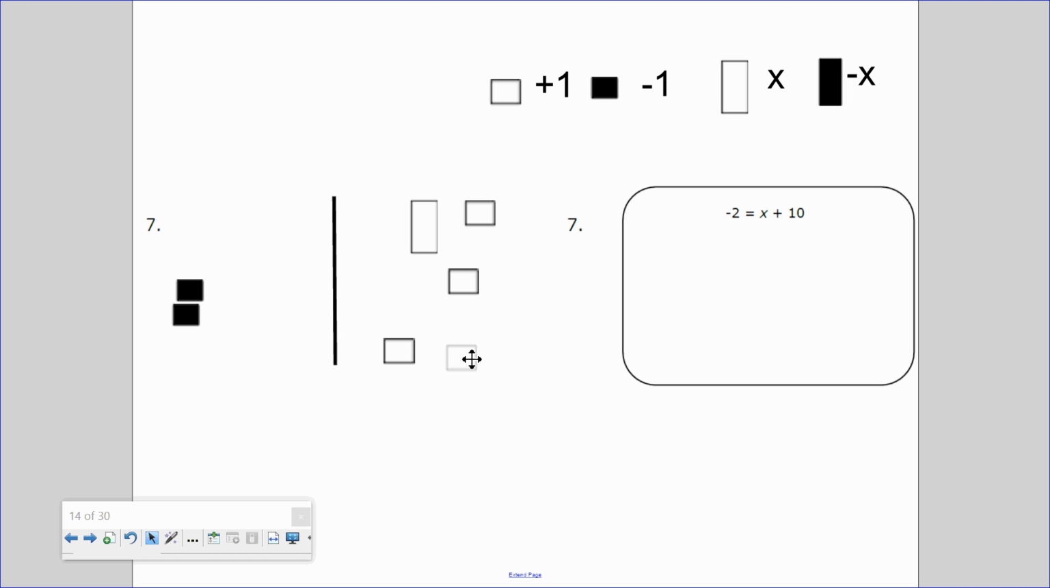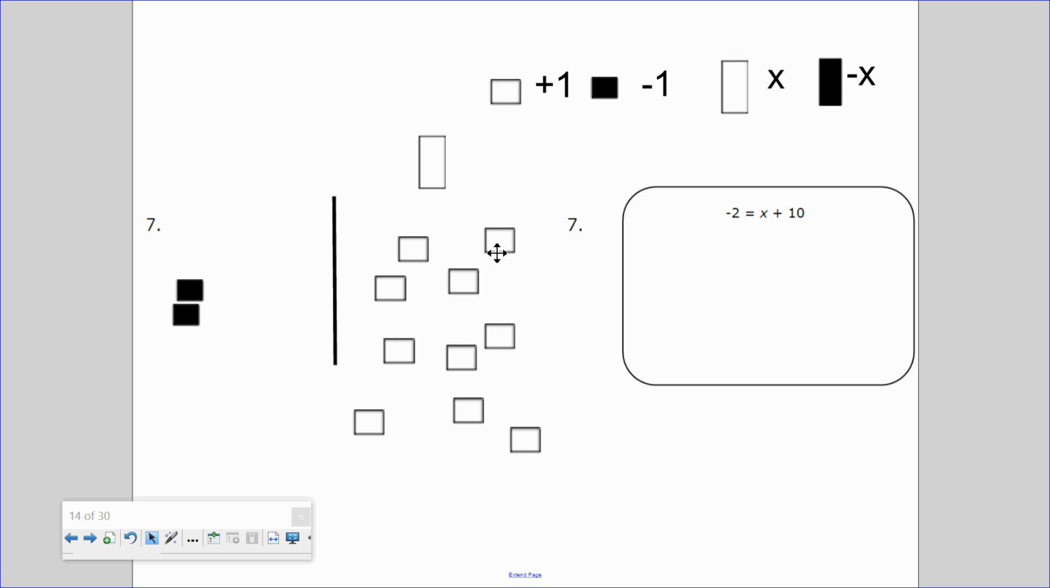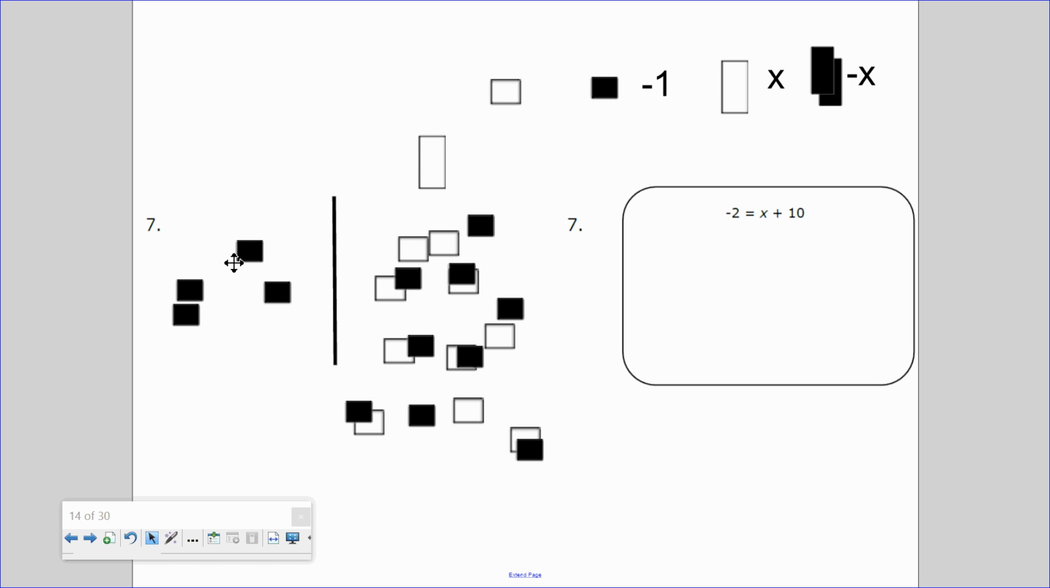I need to isolate this variable right here. How do I isolate this variable? Oh, goodness gracious. I will have to do the inverse operation of plus 10, which is minus 10. Counting 1, 2, 3, 4, 5, 6, 7, 8, 9, 10. So x will equal negative 12.